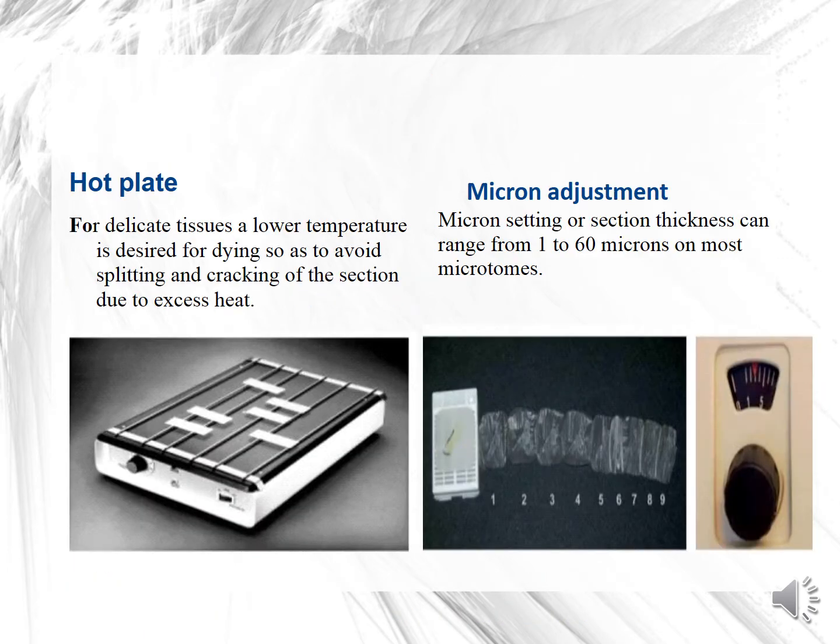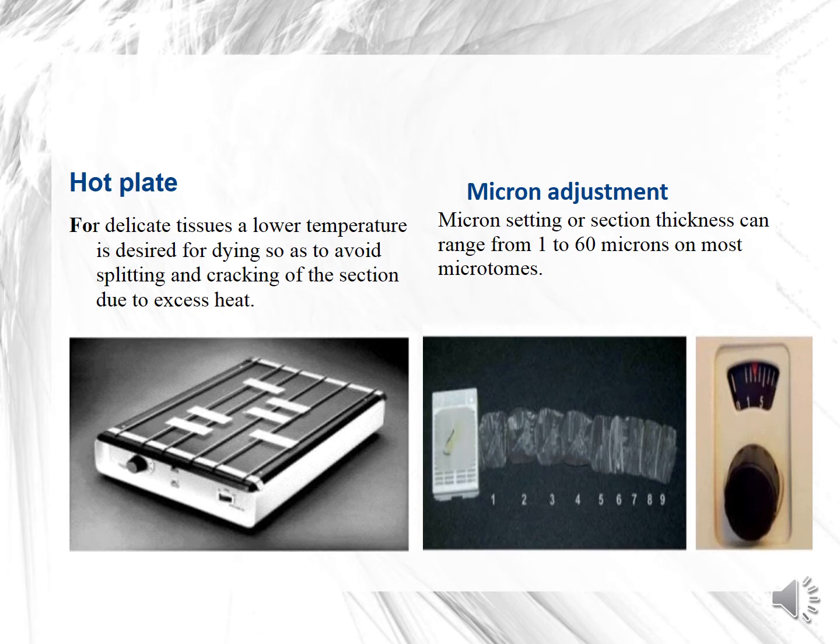This is the hot plate. Here we can see a hot plate in which the tissue sections are kept. For delicate tissue, a lower temperature is desired for drying so as to avoid the splitting and cracking of the sections due to excessive heat.